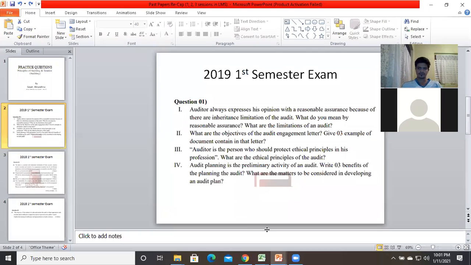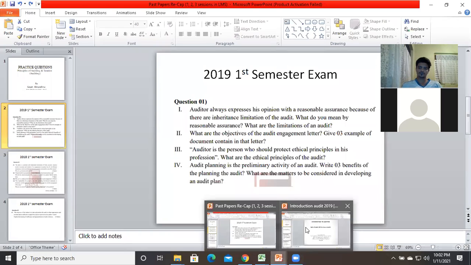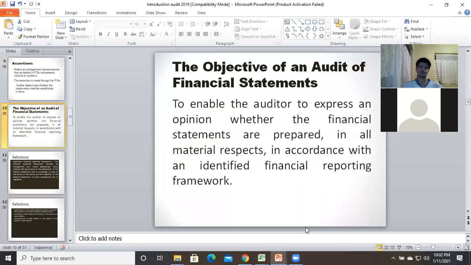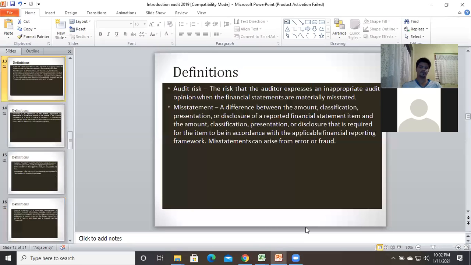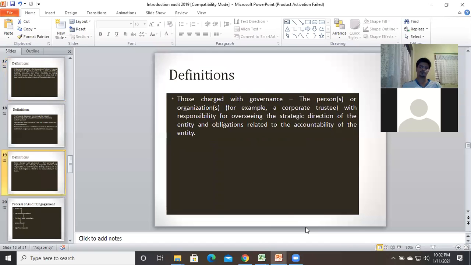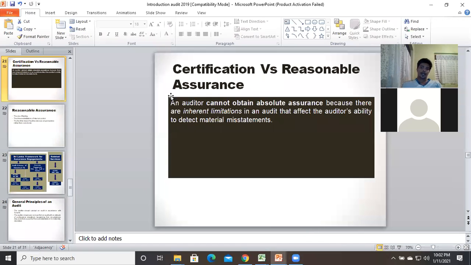Why? I told you. Let's say an auditor cannot obtain absolute assurance, that is, 100% assurance. Because there are inherent limitations in an audit that affect the auditor's ability to detect material misstatements. Because of the inherent limitations of the audit. What are those inherent limitations? What are those?